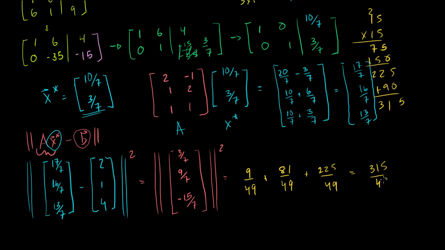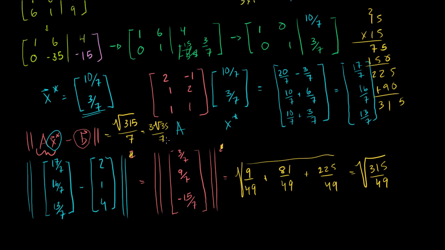So this is equal to 315 over 49. If we actually wanted the distance, that's going to be the square root of this. So it's equal to the square root of 315 over 7. And the square root of 315 looks like it's simplifiable. Does 9 go into it? Looks like 9 goes into it 35 times. So it would be 3 square roots of 35 over 7.